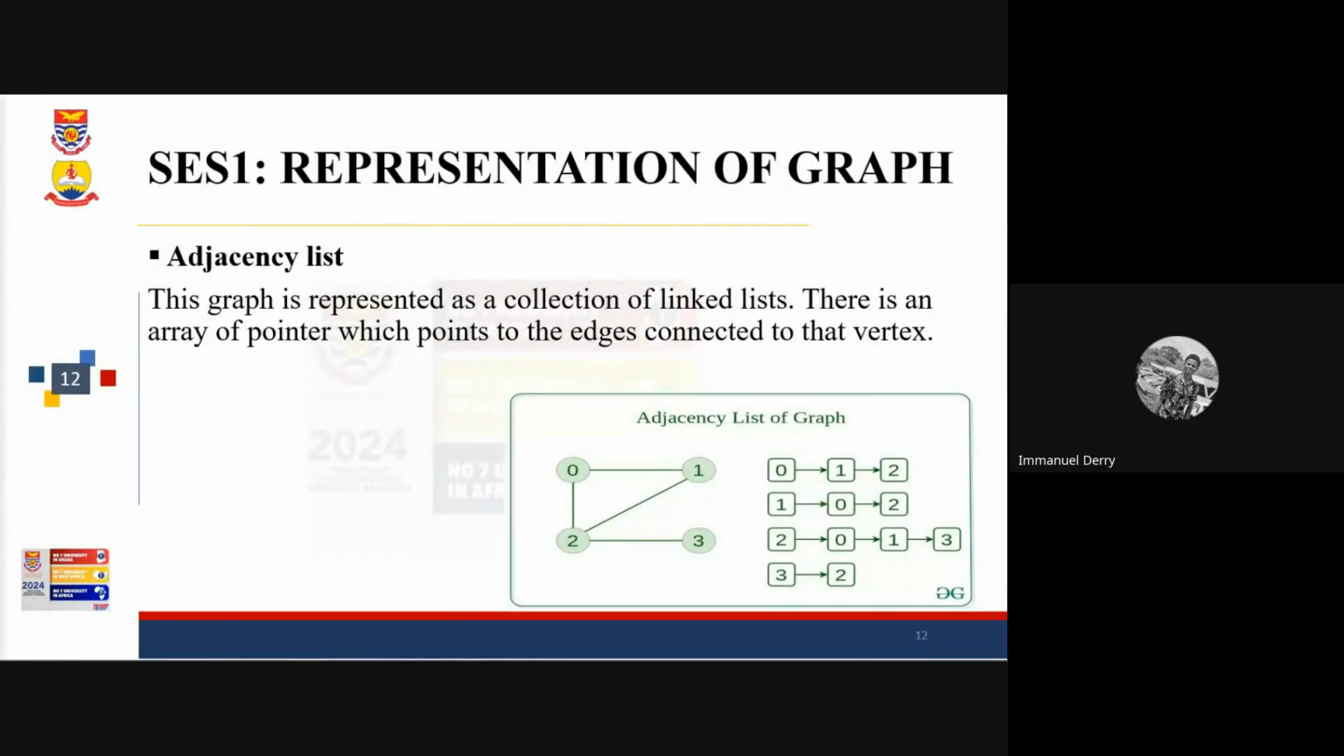You mean this? Yes, please. Okay. So here we had the nodes being 0, 1, 2, and 3. Like the adjacency list of the graph. You see, from 0 there is a connection to 1, and at the same time there is a connection to 2.